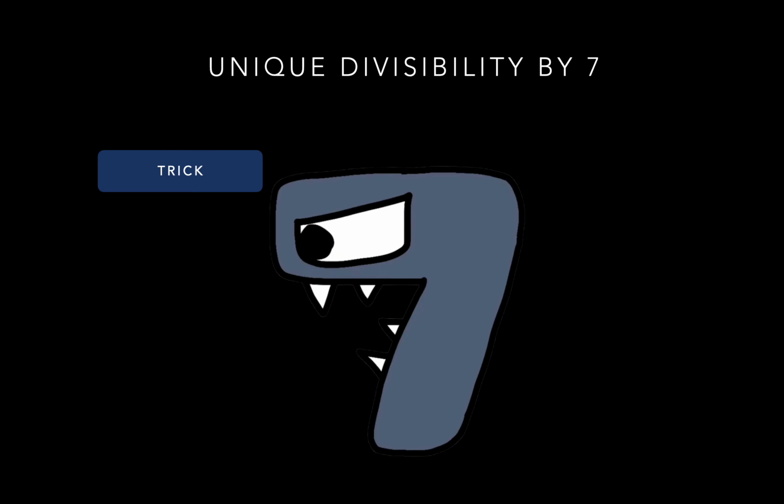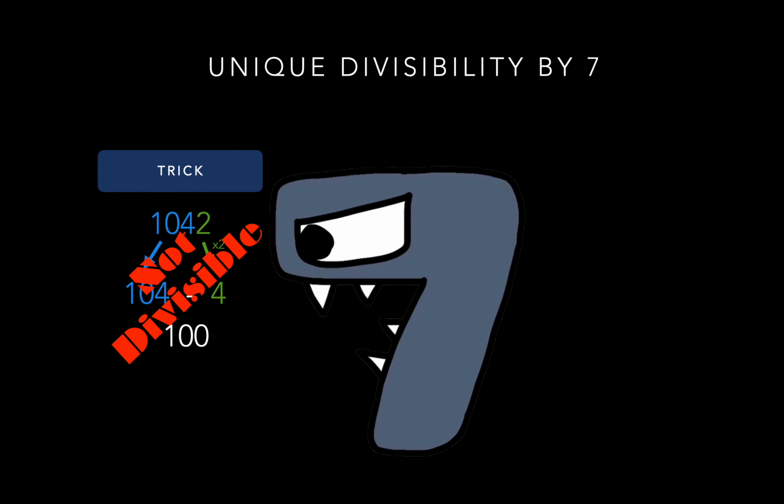Let's look at the trick. This time we're going to use 1042. So we take the units digit multiplied by 2 and we just move down the rest of the number. We'll get 104 minus 4. Now we get 100. And at this point, you can just realize that 100 is not divisible by 7. And you can stop right here and just claim that it's not divisible. You don't need to continue all the other steps.